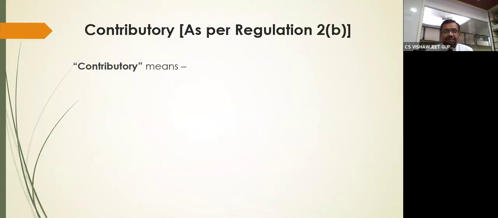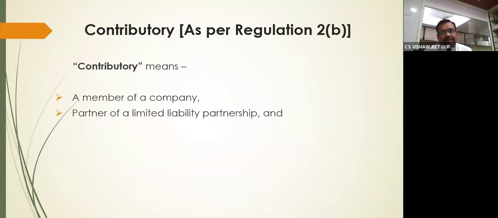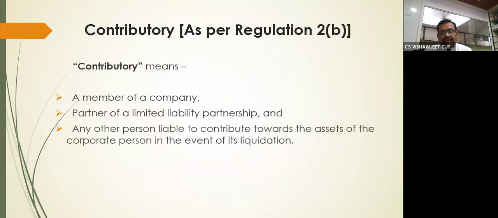So contributory, which I have discussed just two slides before, means as per regulation 2 sub-regulation (b), a member of the company, partner of the limited liability partnership, and any other person liable to contribute towards the assets of the corporate person in the event of liquidation. At the time of incorporation of the company, there are clauses in the articles of association that these persons have given a declaration that they will contribute towards the assets of the corporate person in the event of liquidation. So that person also comes under the definition of contributory.